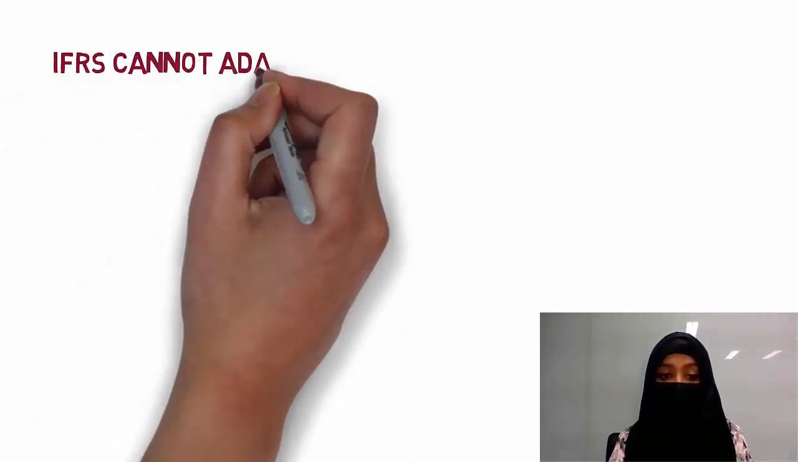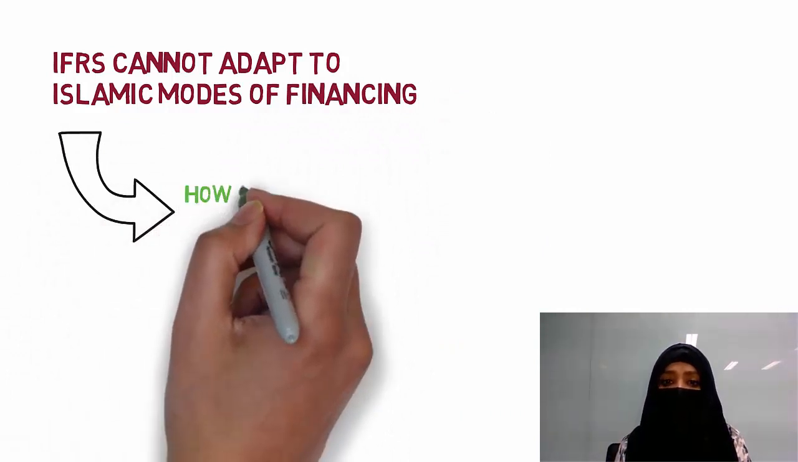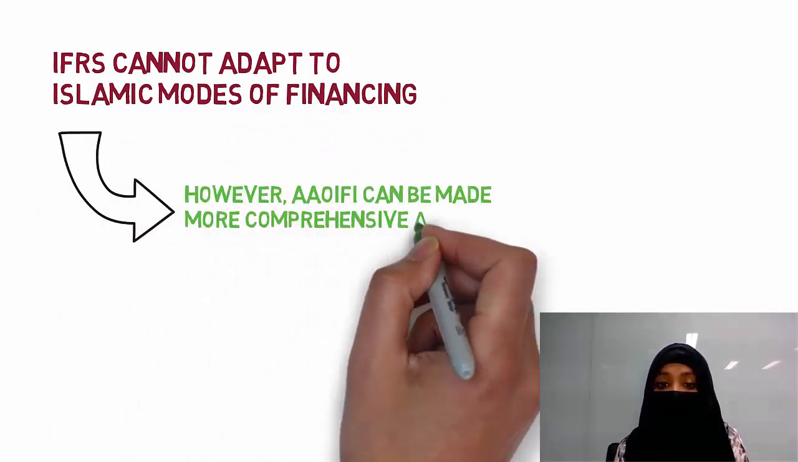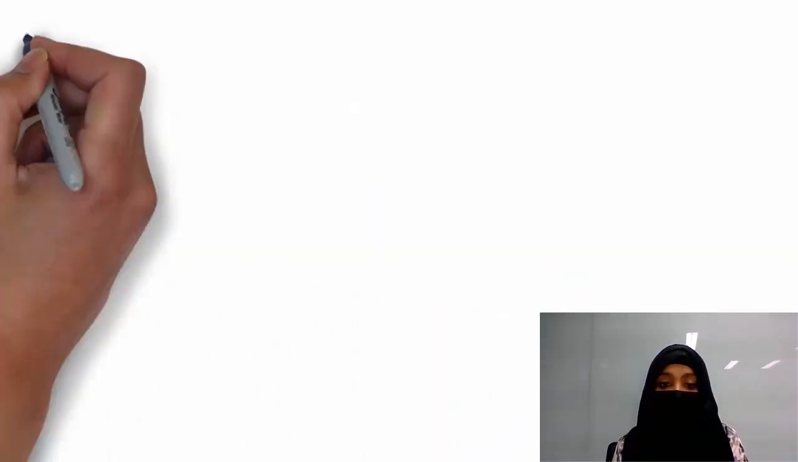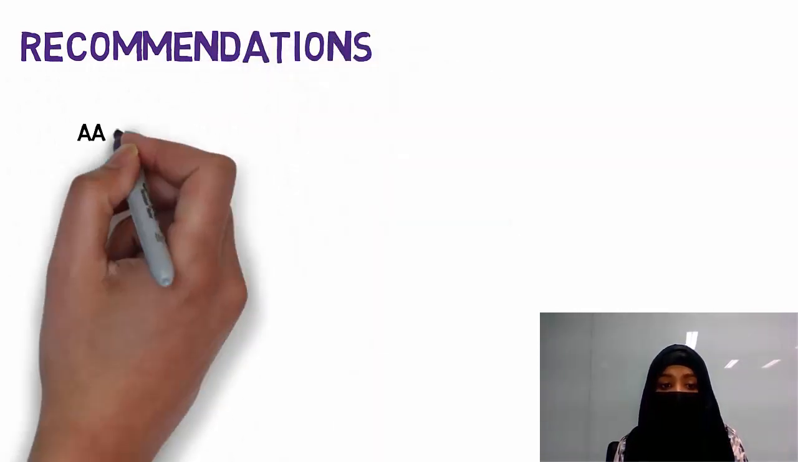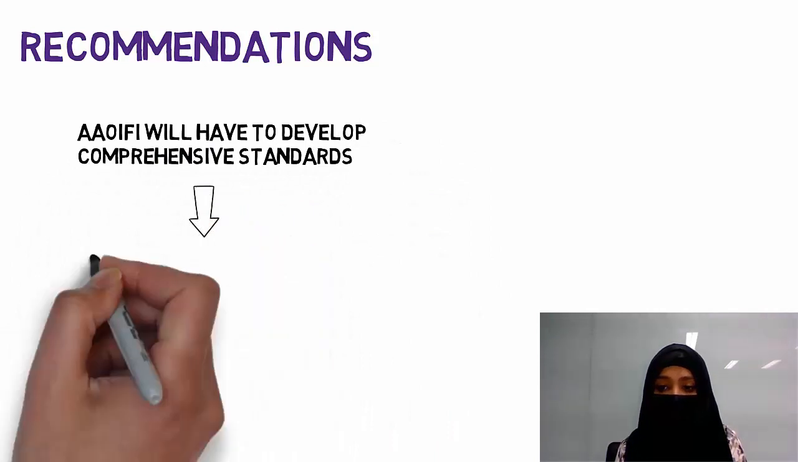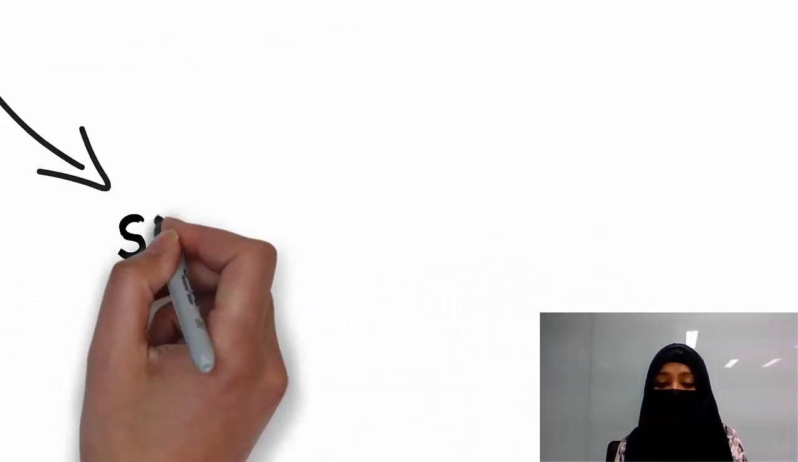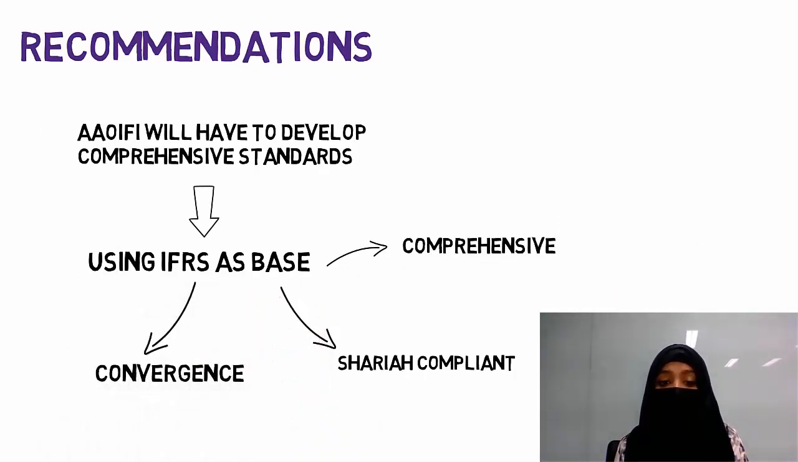So the IFRS standards cannot be changed as per the mode of financing. But we can always make AAOIFI more comprehensive and put in efforts to make it a very globally acceptable standard for all Islamic finance institutions throughout the world. My recommendation at the end would be that AAOIFI will have to develop standards by using IFRS as a base probably. This will help in developing profound standards while recording as per the Sharia requirements. Also, this will help IFIs in converging to similar accounting standards while abiding by the Sharia.